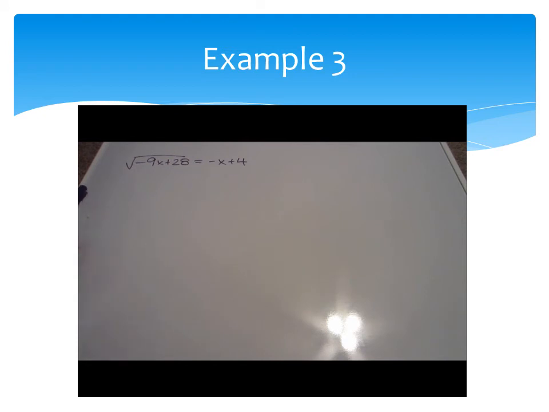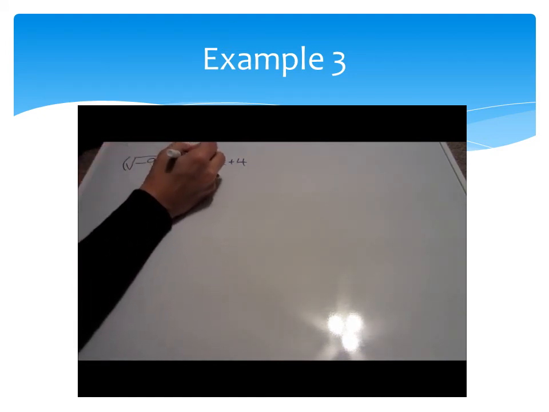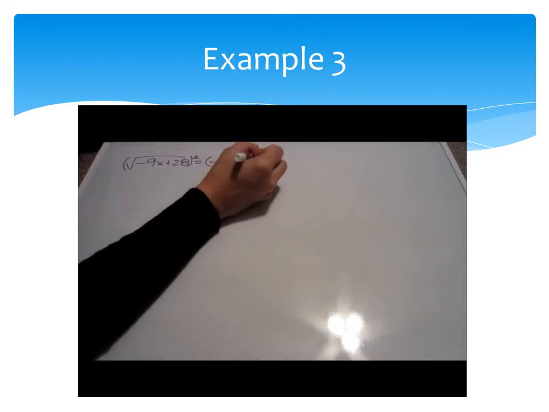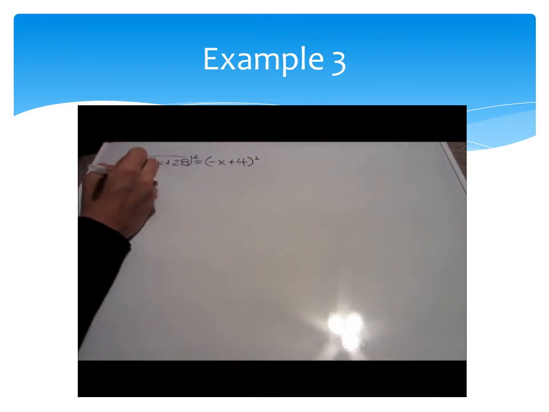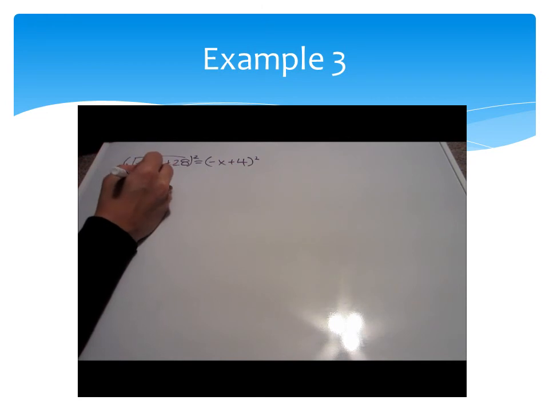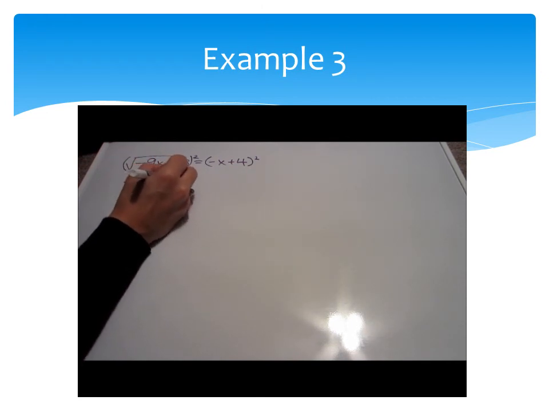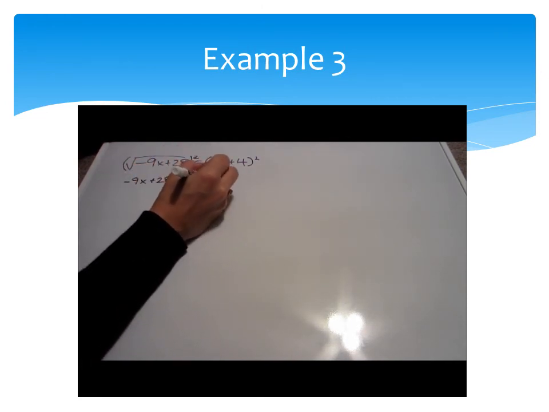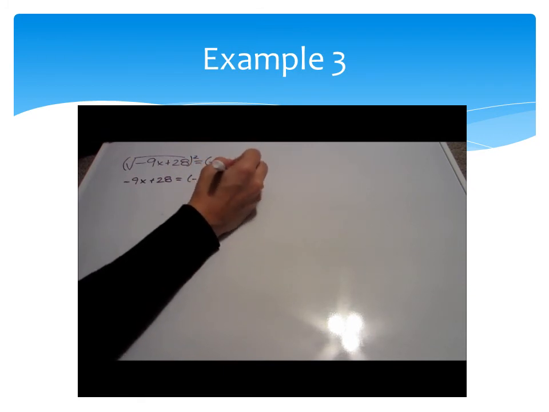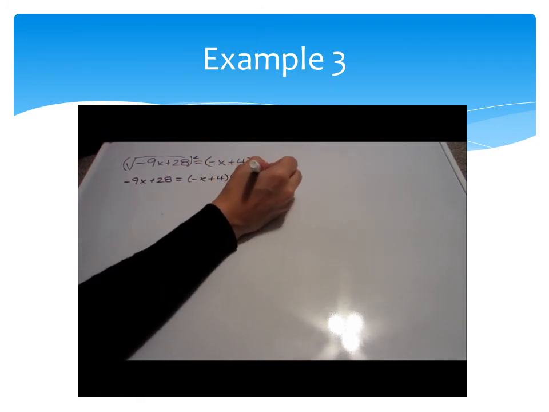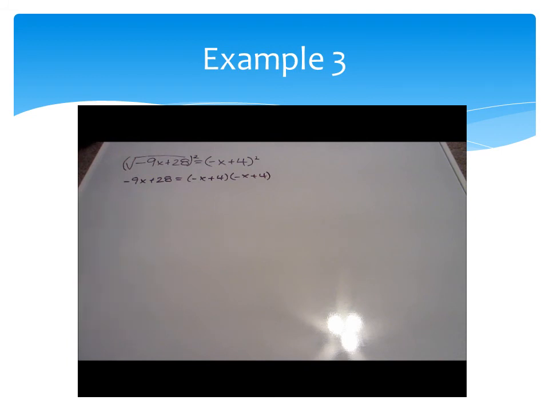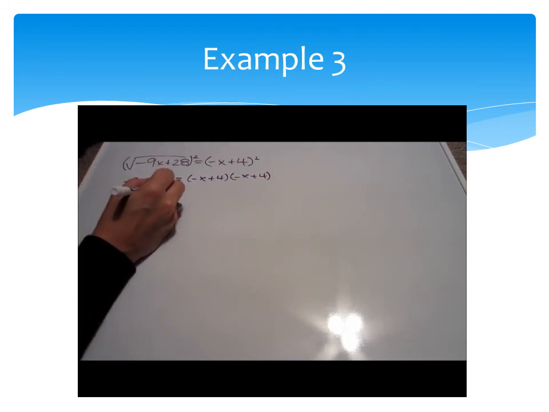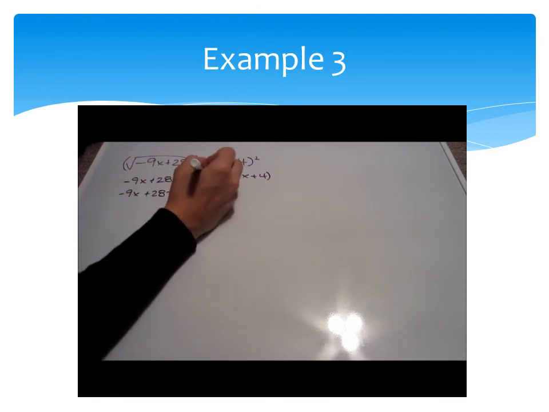For this problem, the radical is already isolated, so we're going to square both sides of the equation. On this side, we can take the radical off to get -9x + 28. And on this side, we're going to have to FOIL. So we write this out as 2 parentheses. Now we can distribute. This side stays the same.